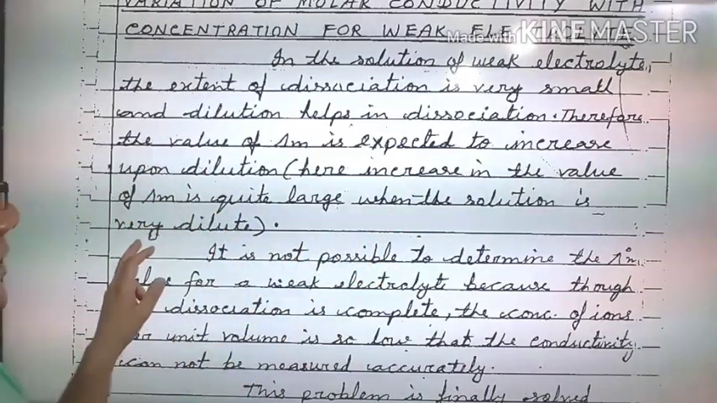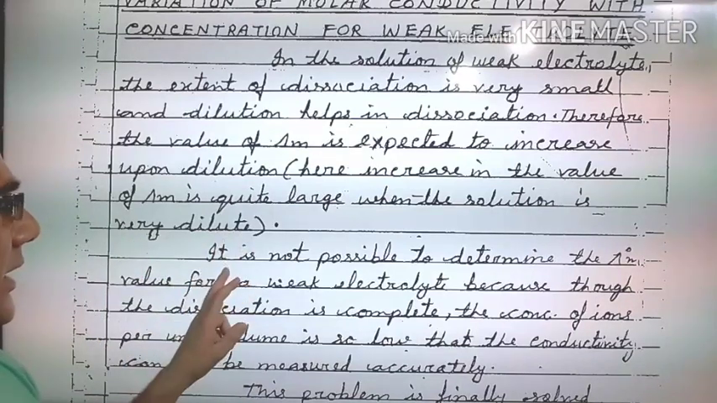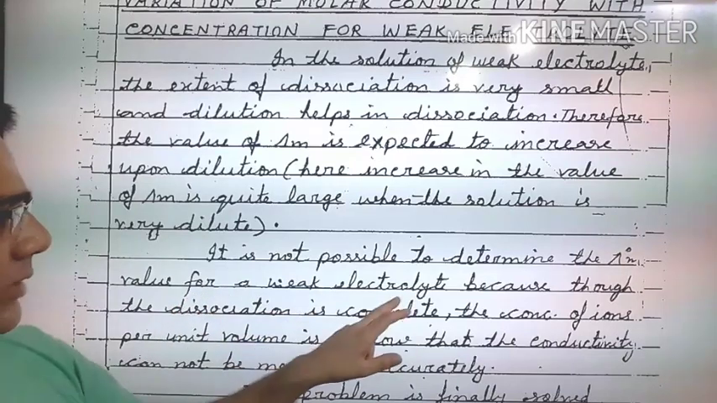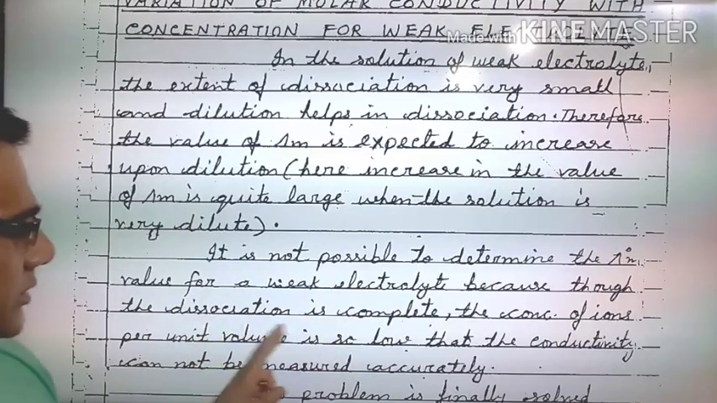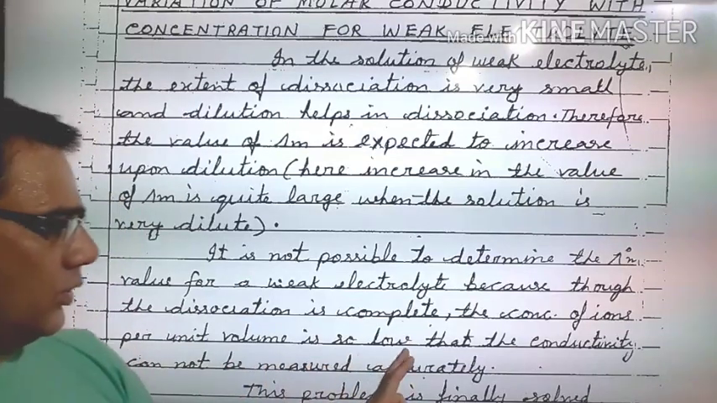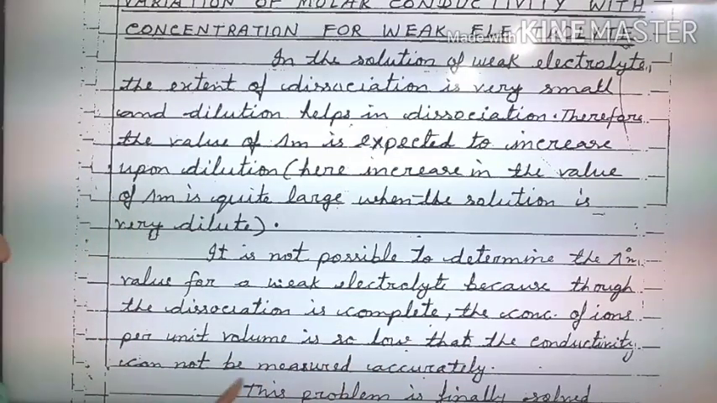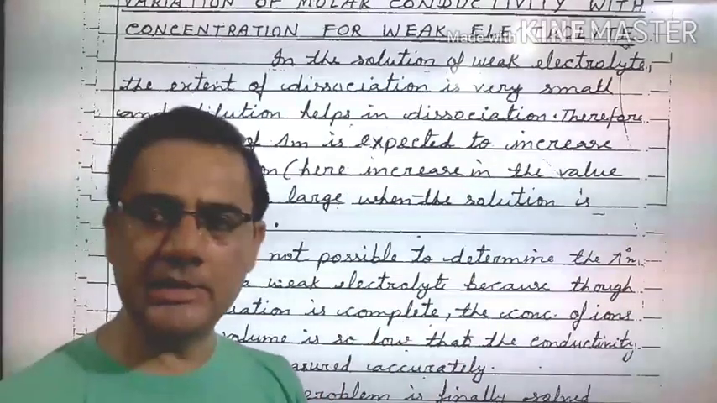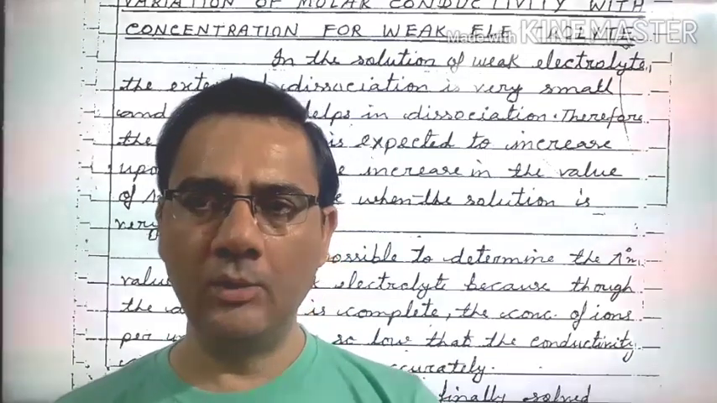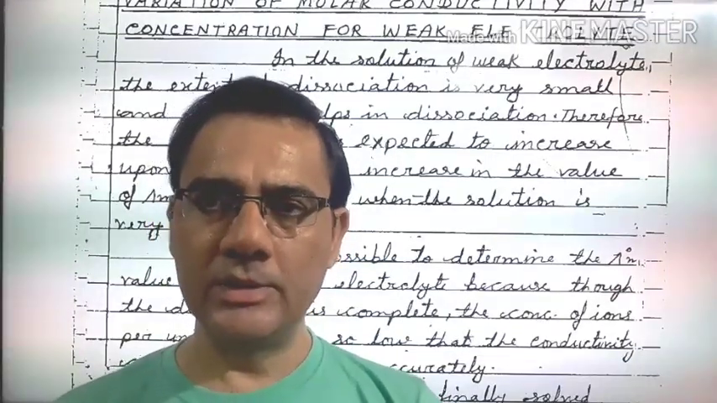When the solution is very dilute, it is not possible to determine the limiting molar conductivity value for a weak electrolyte, because though the dissociation is complete, the concentration of ions per unit volume is so low that the conductivity cannot be measured accurately. ऐसे में हम लोग लिमिटिंग मोलर कंडक्टिविटी को एक्यूरेटली कैलकुलेट नहीं कर सकते. तो फिर कैसे करते हैं? That is the indirect method, and that is also told by Kohlrausch. Then how could it be calculated? Just see.